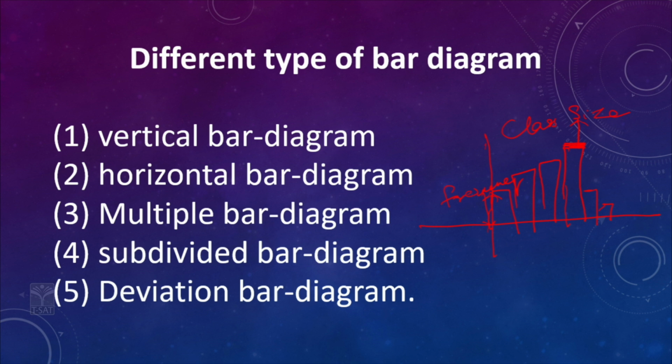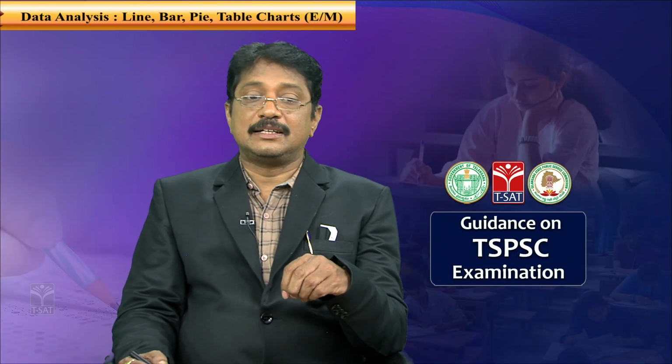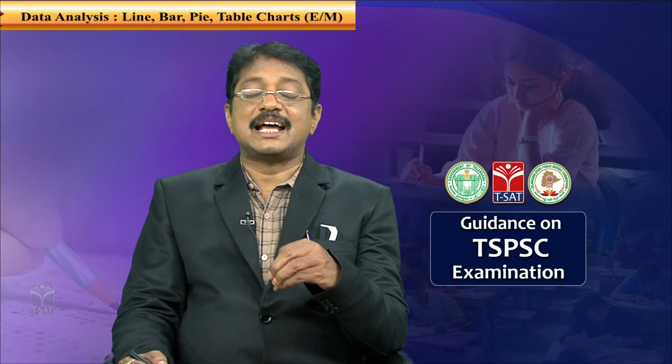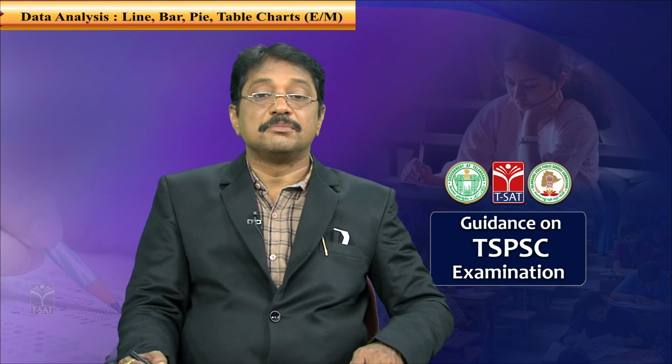So, there is a vertical bar diagram. Just now what I drew is a vertical bar diagram. There may be a horizontal bar diagram, multiple bar diagram, subdivided bar diagram and deviation bar diagram also. These are the 5 kinds of bar diagrams: vertical, horizontal, multiple, subdivided and deviation bar diagram. We will discuss all this and the questions also based on it.